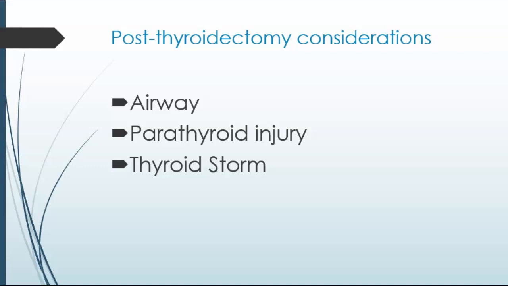We're also looking for parathyroid injury. When that happens, the patient can experience hypocalcemia. So you may have a positive Chvostek's sign or Trousseau's sign. Hypocalcemia can lead to tetany or hyperexcitability of nerves and muscles.